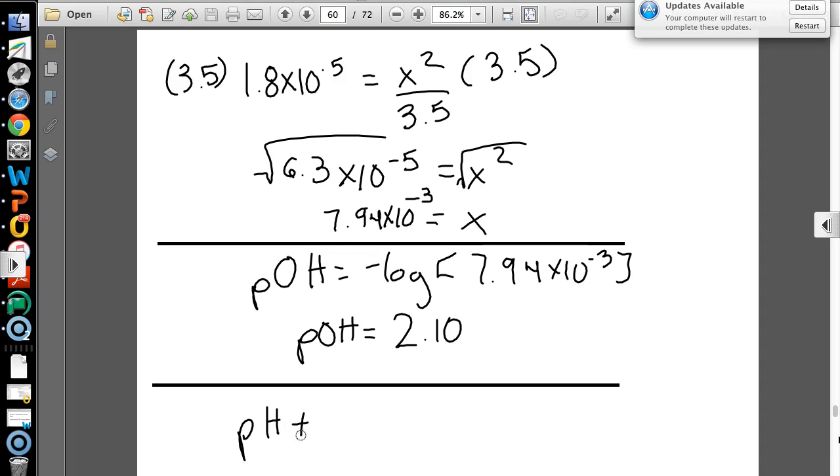pH plus pOH. You've got to show your work on the AP exam. It's not worth it to do all this and then not get credit because you didn't show this. So my pOH is 2.1, so my pH is just going to be equal to 11.90, I think.